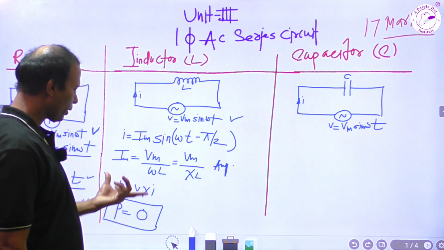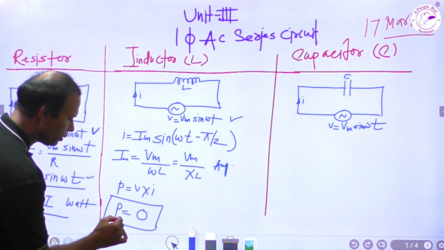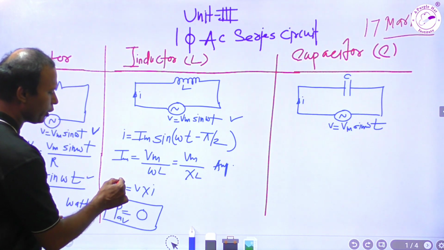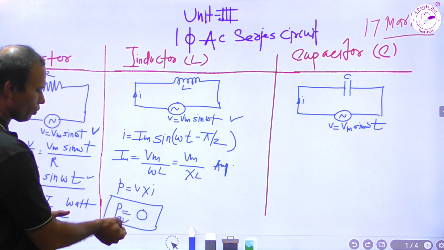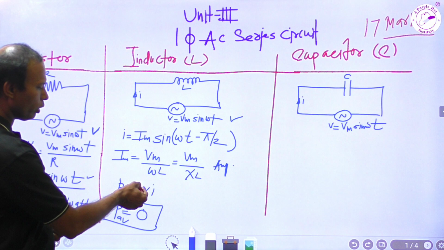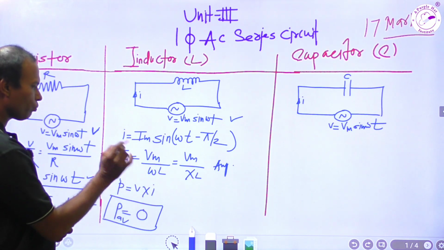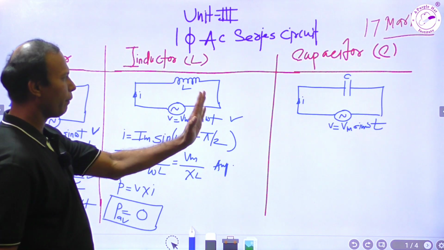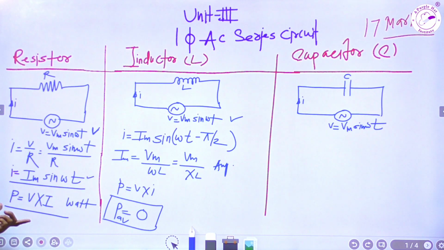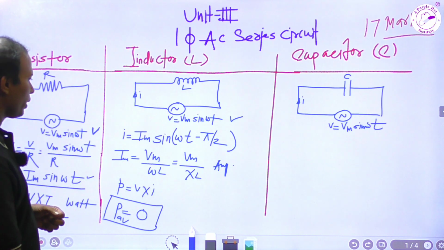So the active power consumed is the average power. This is average power, this is instantaneous power. This product is of the instantaneous value of voltage and the instantaneous value of the current. So average power will come 0 for inductor and capacitor, while the resistor has average power, the product of voltage and current.